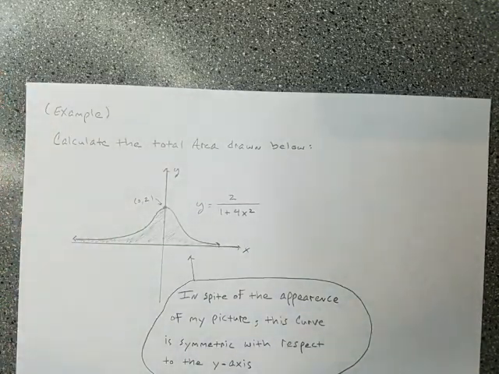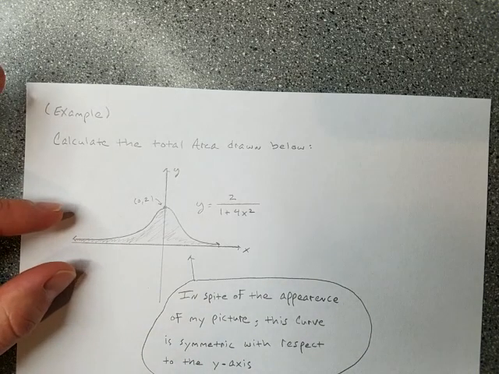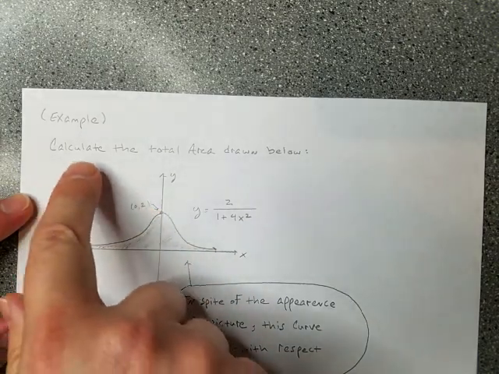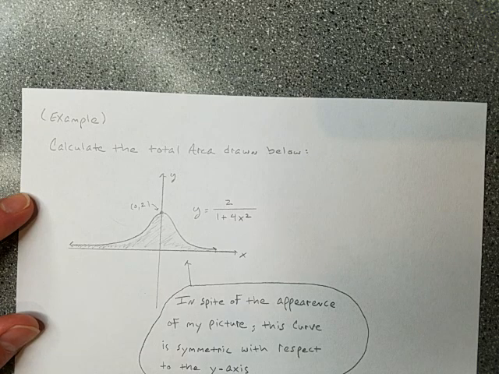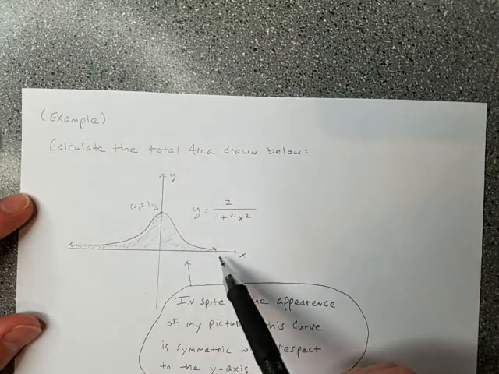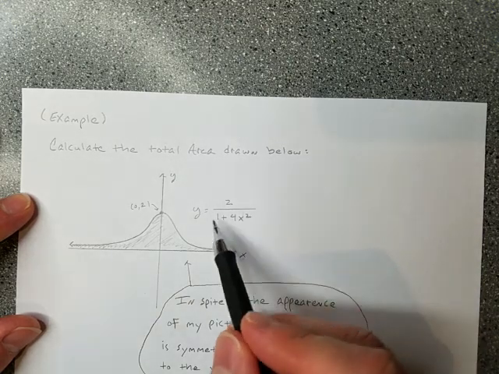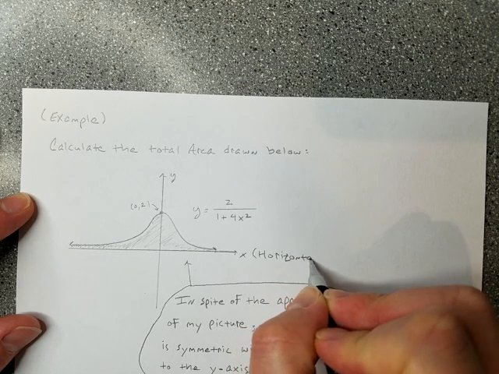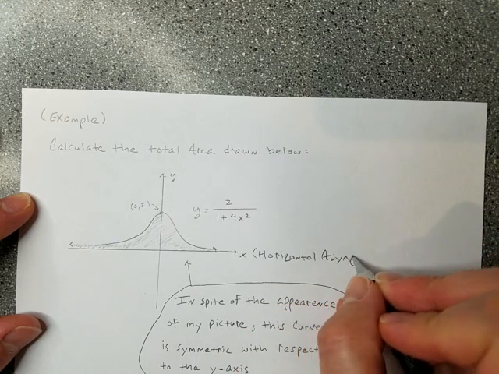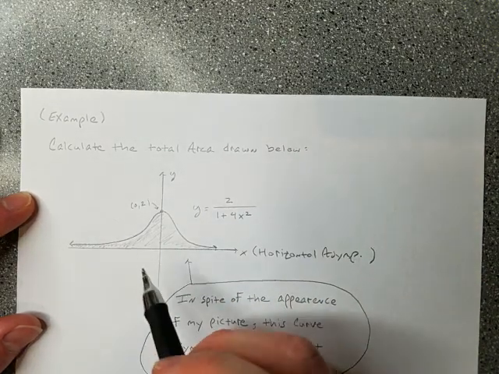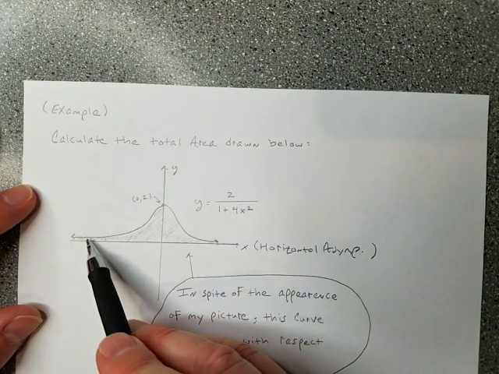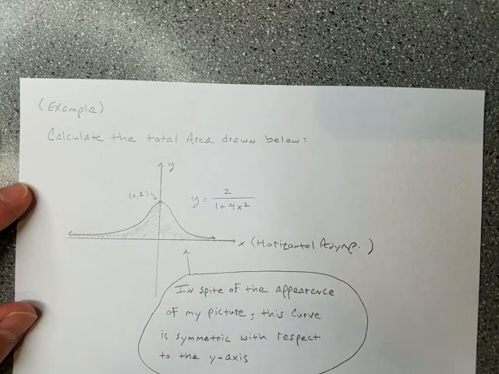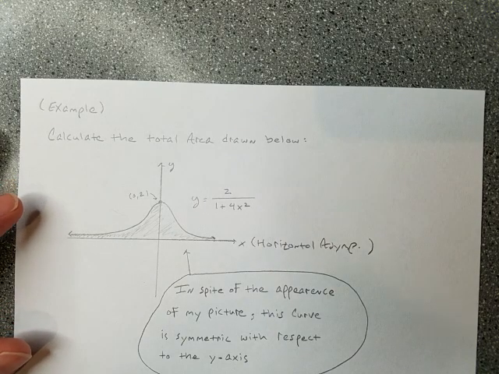But let's say that the question goes something like this. A picture is given, and we get an equation for the curve in the picture, and I've done some shading, and it says calculate the total area that's drawn below. So you would think of this as the total area between the curve and the x-axis. All right? This curve has a horizontal asymptote on the x-axis, meaning it closes in on the x-axis closer and closer, but this little bit of space on each end between the curve and the x-axis never disappears. There's always a little bit there, all right?